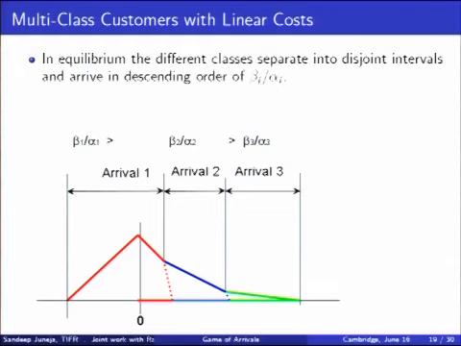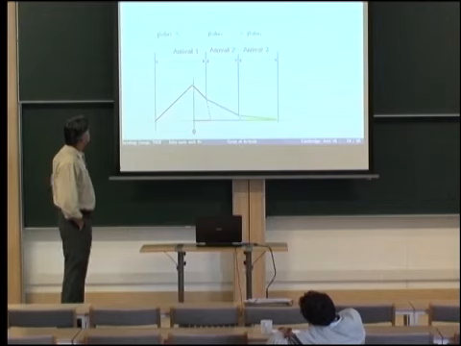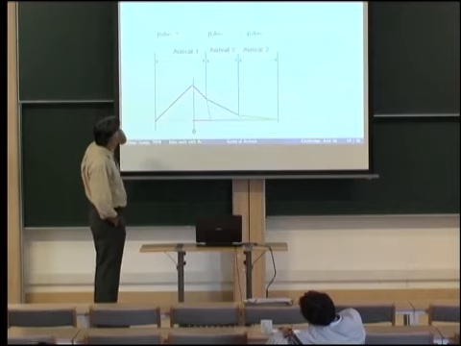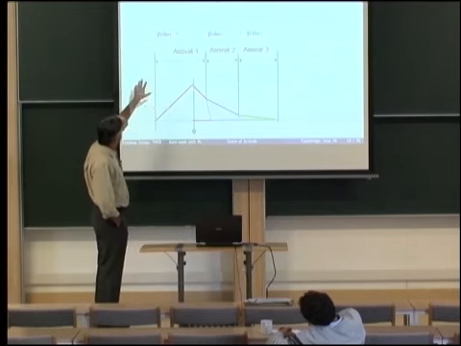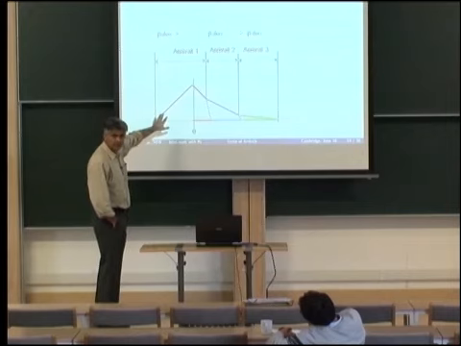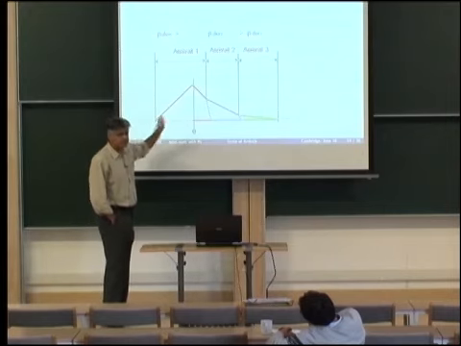Okay, now, I won't go through the analysis for multi-class customers, but this picture says a great deal. This is the case when you have 3 classes of customers. We sort them on the basis of the ratio beta i by alpha i, and the claim is that in the Nash equilibrium, beta 1, the highest ratio, will come first, and so on and so forth. This will be the profile. This is how the queue will look.